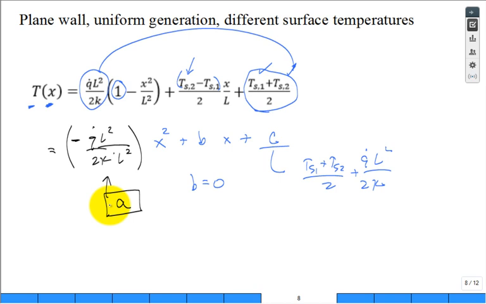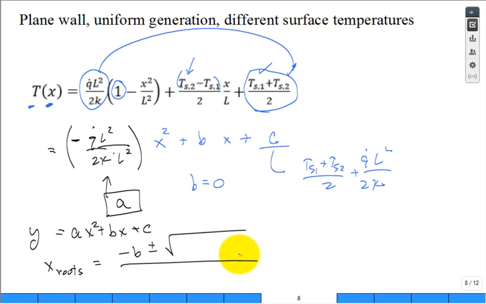Concave up, concave down. Negative A, concave down. I'm getting a maximum. And so if you just go back to our favorite equation, AX squared plus BX plus C equal to Y, you had the roots, X roots. That's equal to minus B plus or minus the square root of, what was our quadratic equation, B squared minus 4AC, divided by 2A. Okay. And that tells me where it crosses through the x-axis, where y is equal to 0.